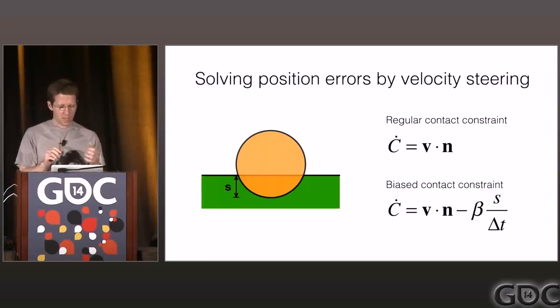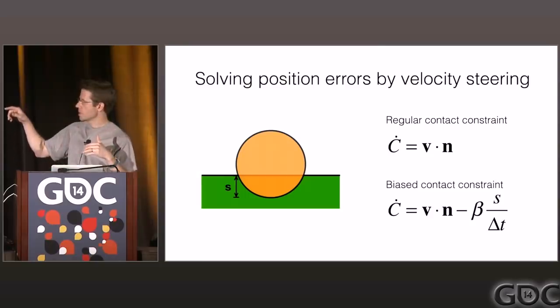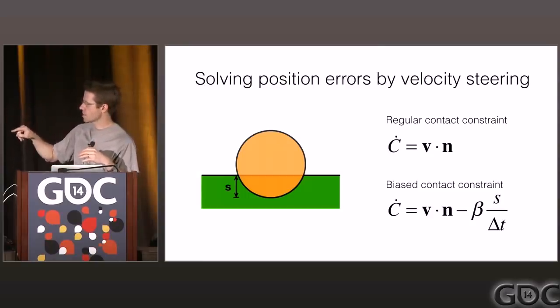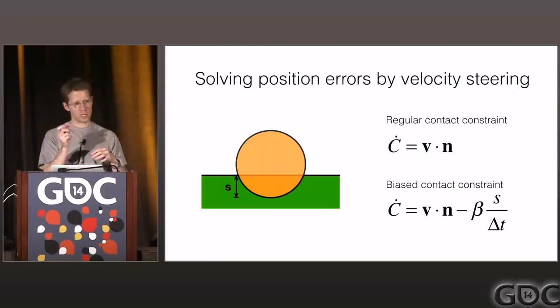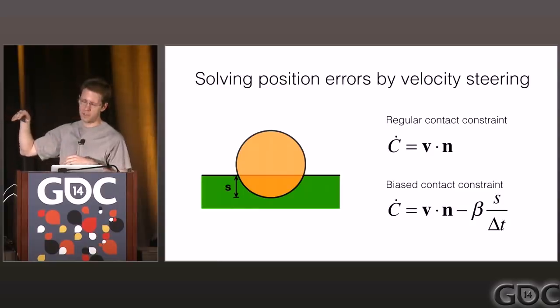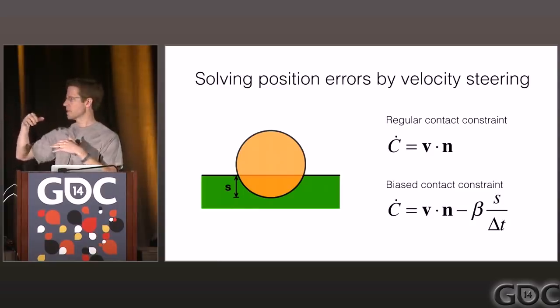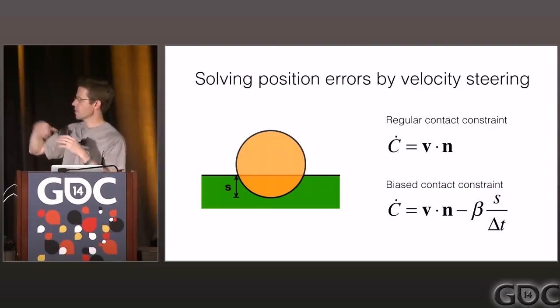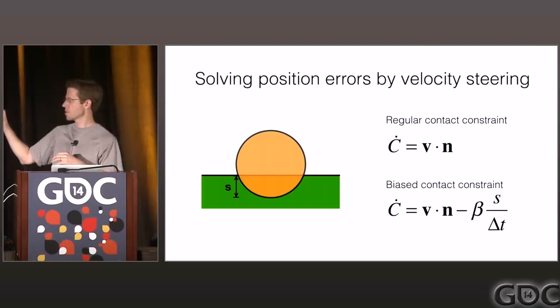So here you can see I started with the regular contact constraint, and then I added some stuff below. There's this beta factor, which is kind of like a tuning factor, and the S in this case is the signed distance. So in the case of overlap, it would be negative. And then I have to divide by the time step.